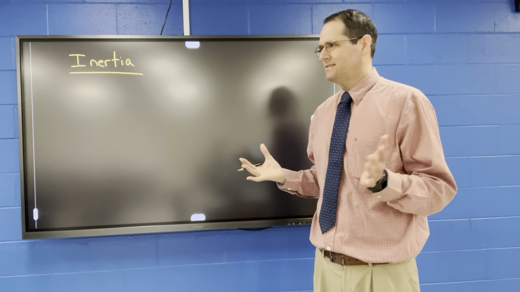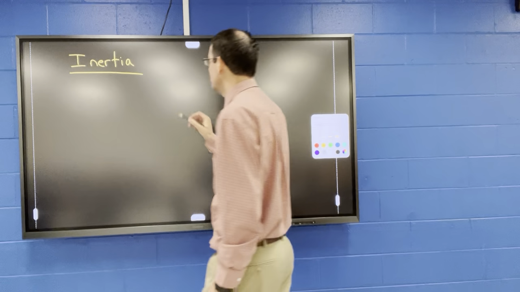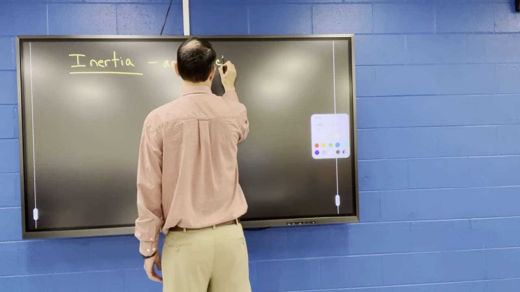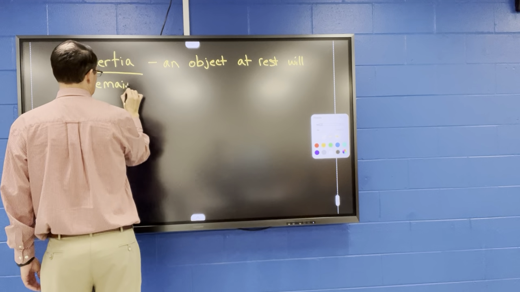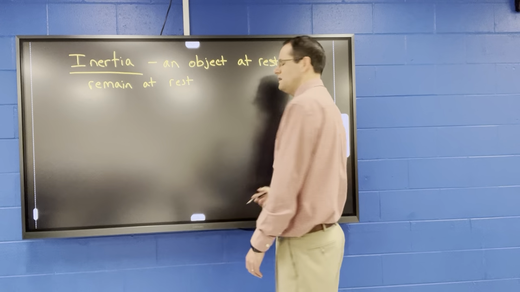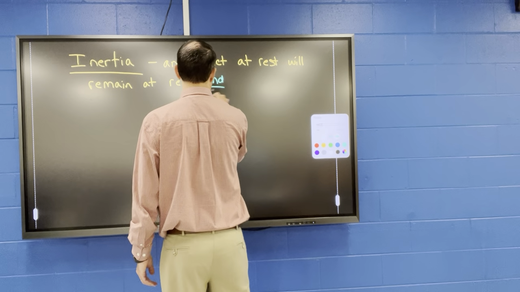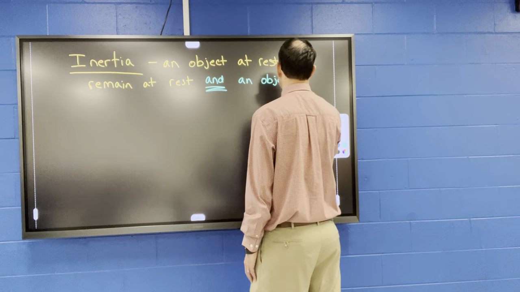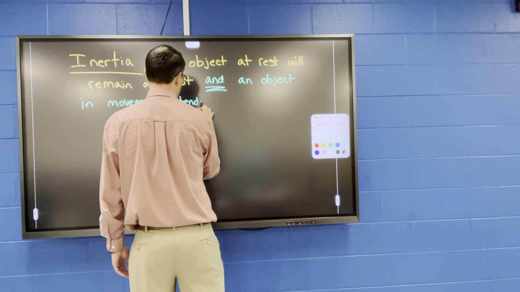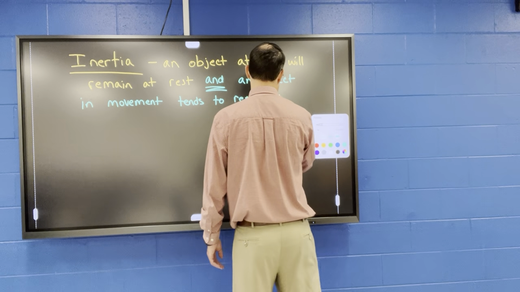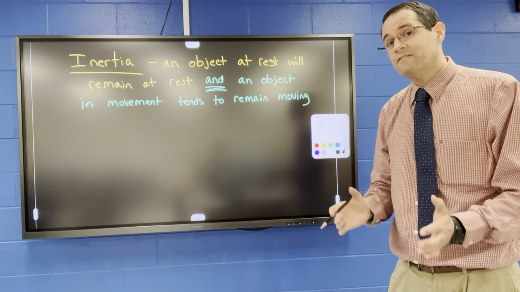Okay? What does that mean? What the heck did I just say? If an object is at rest, it tends to stay at rest, unless you push it, move it, kick it, bump it, something, okay? And an object that is moving tends to remain moving. And this is where I'm going to just mix in part of my lecture with this definition. Unless there is a force put on that object.